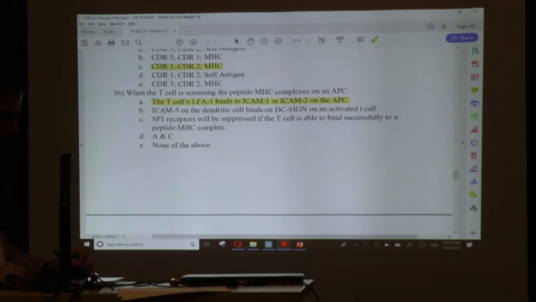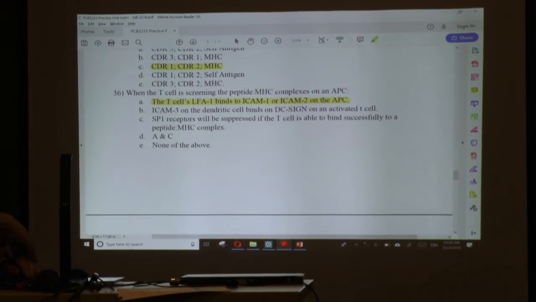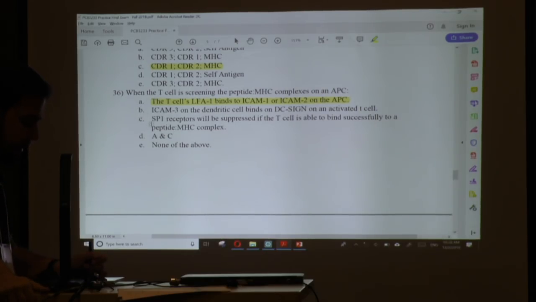Then B is wrong, but because it's flipped. Because DC-SIGN is on the dendritic cell, and DC-SIGN is an adhesion molecule that's typical, and you can find it on dendritic cells. It's one of those molecules that if you want to make sure it's a dendritic cell, you could test for the presence of DC-SIGN. And DC-SIGN binds to ICAM3. It's just that for option B, they're flipped. DC-SIGN is on the dendritic cell, ICAM3 is on the T cell. So B is wrong.